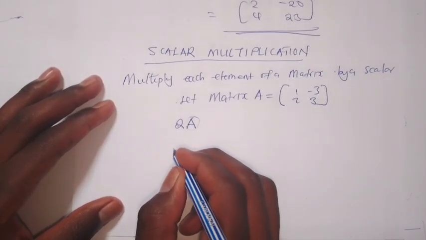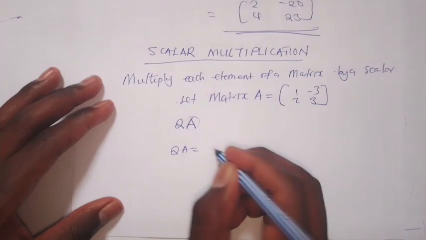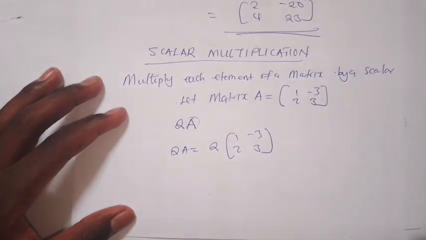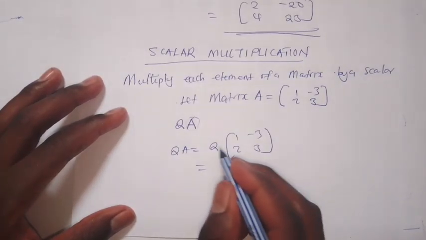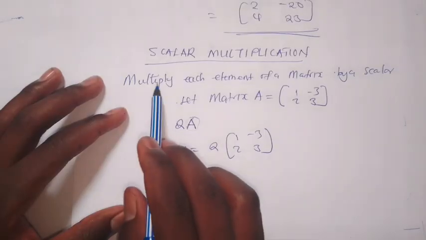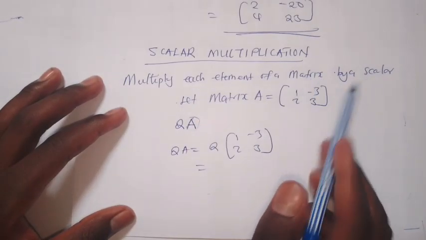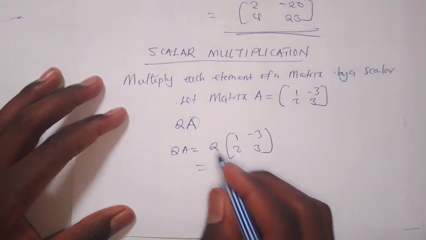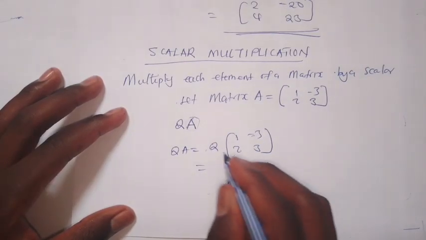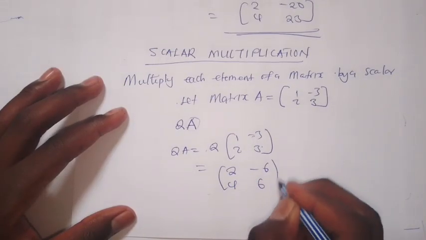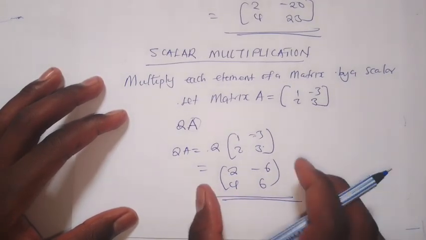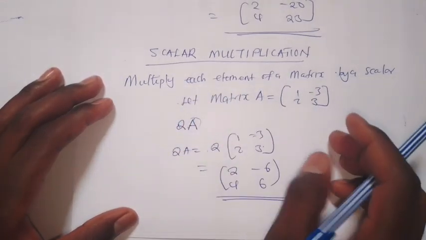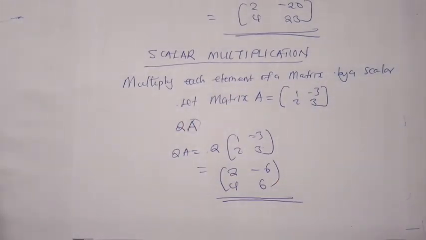So 2A is equal to 2 times 1, 2, -3, 3. Remember, multiply each element by a scalar. So 2 times 1 is 2. 2 times 2 is 4. 2 times -3 is -6. 2 times 3 is 6. That's all. So this is all about scalar multiplication. Just multiply the scalar you've been given by the matrix. Nothing is very difficult here.